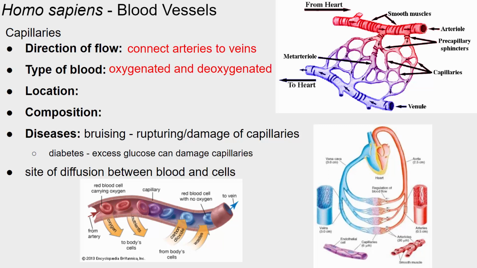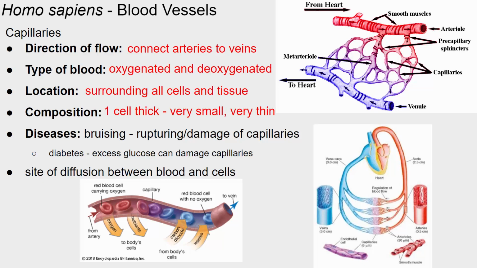And as blood goes through those capillary networks, it gives up the material it has, and then they start to merge back together to form veins, which eventually will bring that blood back to the heart. So the capillaries connect the two. They surround basically all of our cells, all of our tissue. They're very, very thin. They're made of just a single cell thick. And again, that's important because material is going to be diffusing into and out of these capillaries. So they're very thin.